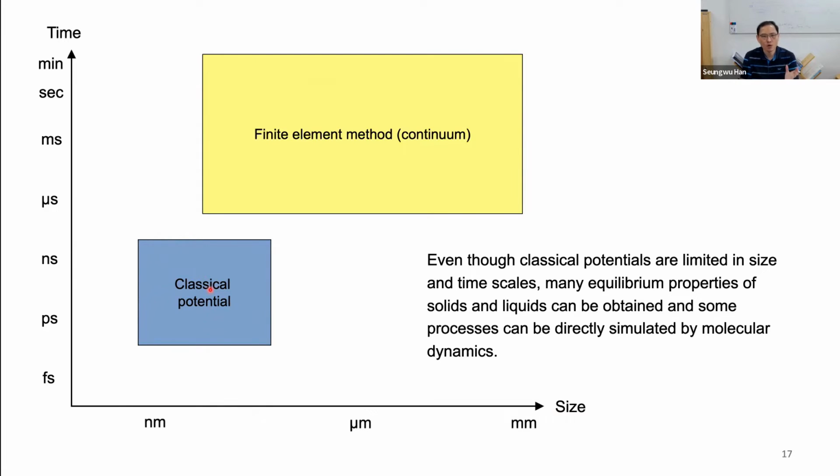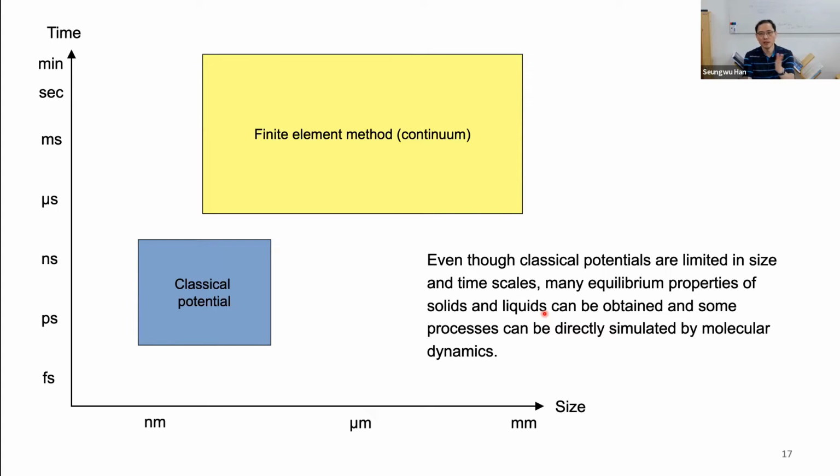Okay, so this is quite limited. In contrast to the continuum or finite element method, where you can simulate any kind of time scale, the length scale of the classical potential is limited; its accuracy stops at the nanometer scale, whereas over the macroscopic scale there is no problem. So the classical potential is quite limited in size and time scale. However, many equilibrium properties of solids and liquids can be obtained, and some processes can be directly simulated by molecular dynamics.